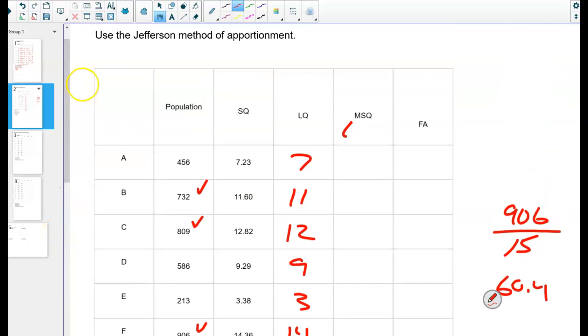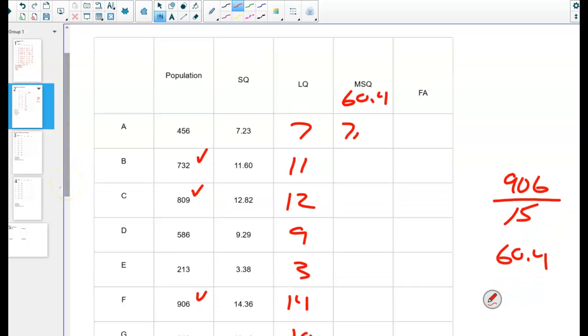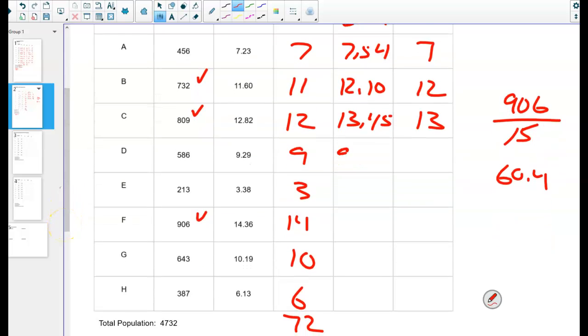When I divide all of these by 60.4, I'm going to get numbers that should work out. Now, my numbers may not be exactly right. The number I put in was a little bit different because you have a range of answers you can use. But at 60.4, we would get something like 7.54. And my lower quota is 7. 11.6 would move up. Let's say 12.10. And that stays at 12. 809 would move up. You'd probably go to like 13.45. And that's 13. The 9 does not move up. We'll go with 9.82.